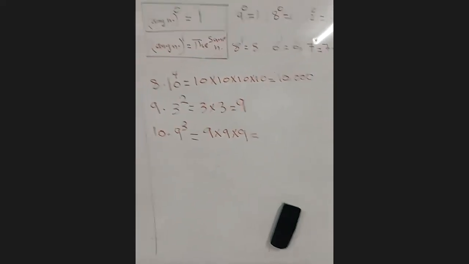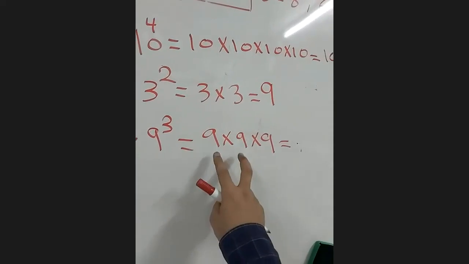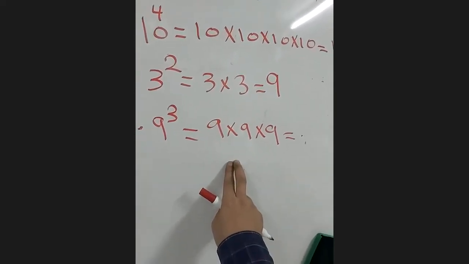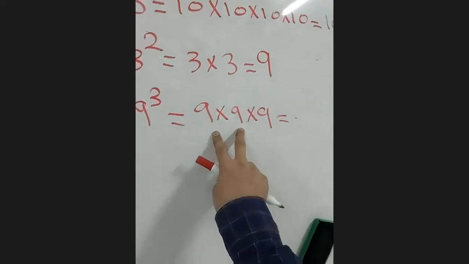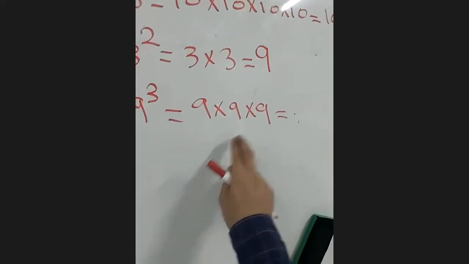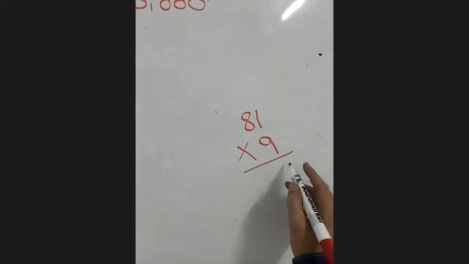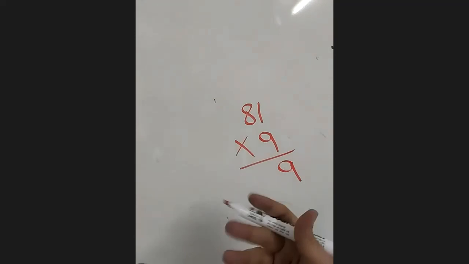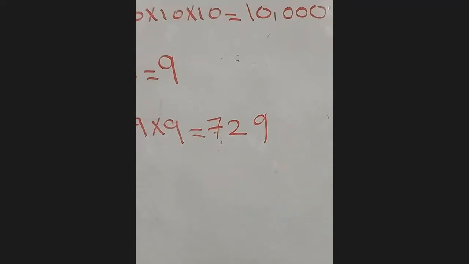Let's make it together here. 9 by 9, timetable. 81. Multiply 9. We don't know it, so we put it to the side and do multiplication like in grade 4. 9 multiply 1. 9 multiply 8 is 72. So the answer is 729. Copy, guys.